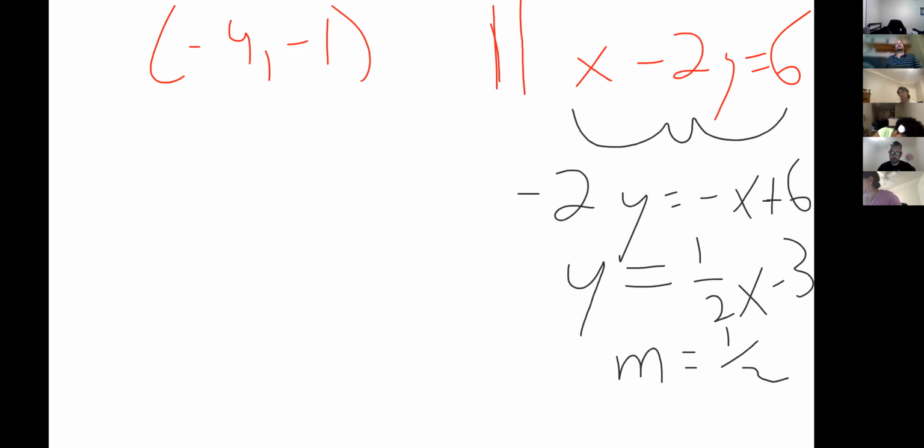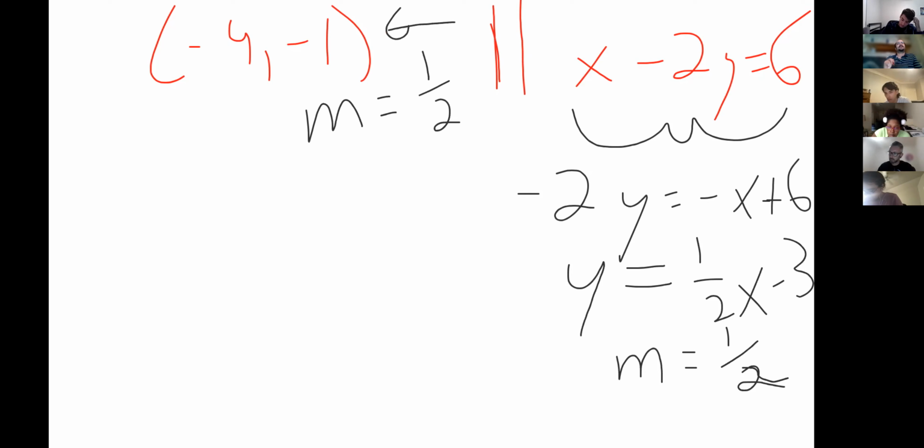And if the slope on this thing is 1/2, and I want a line that's parallel to it, what's the slope on the line that's parallel? It's the same one. It's the same. I don't know where I pick up the 10. Okay. So now I want a line that goes through this point, and I know its slope has to be 1/2. Can we do that? Yes.